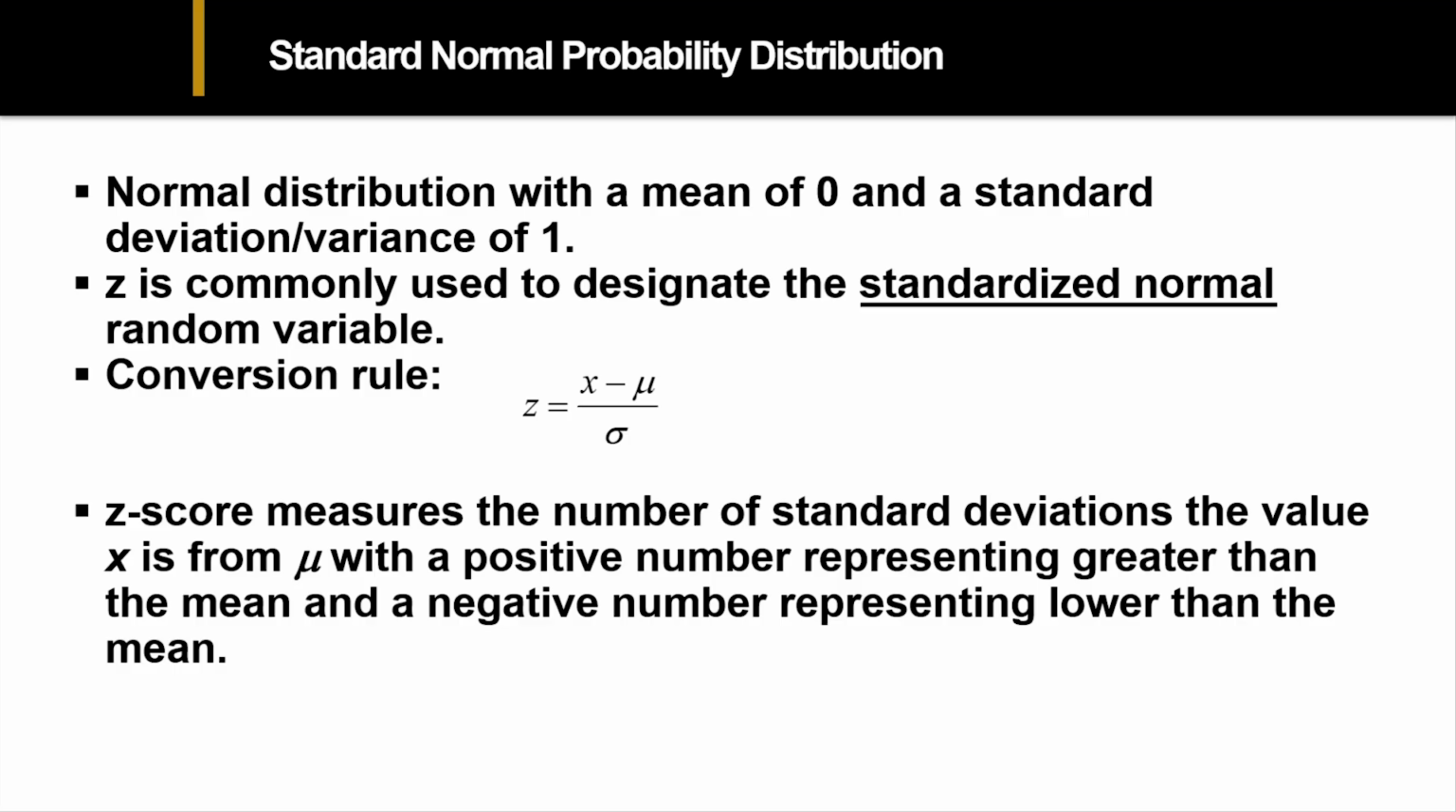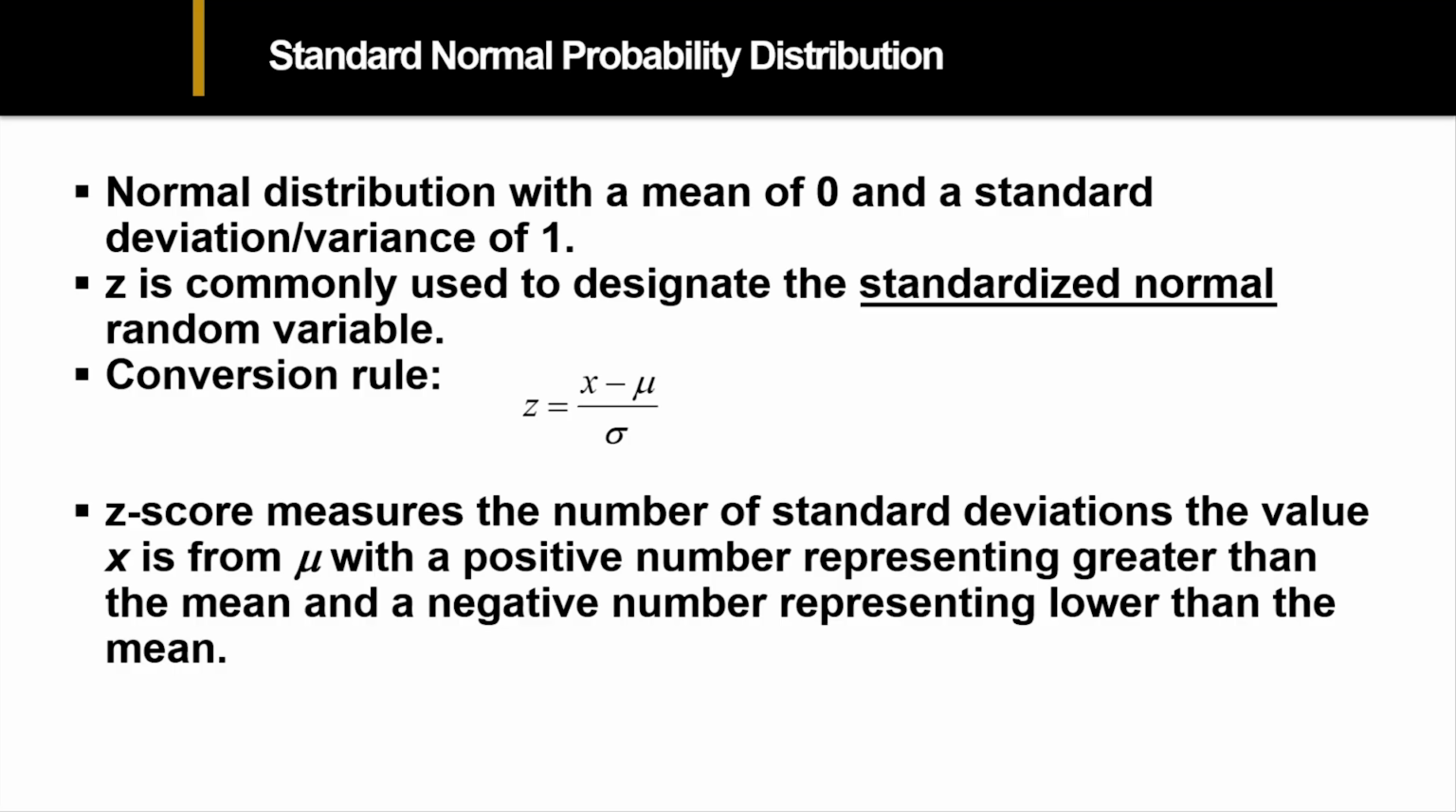You could take any normal distribution and convert it to the standard normal, which is often referred to as the z distribution, or z. So to convert a normal distribution to the standard normal, you take the value itself, the random variable, and you subtract its mean, and then divide by the standard deviation, and that will convert it from the original normal distribution to the standard normal with a mean of 0 and standard deviation and variance of 1.